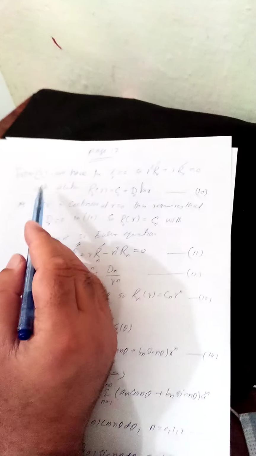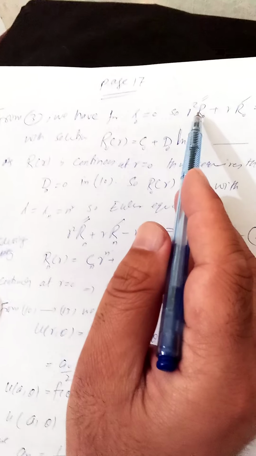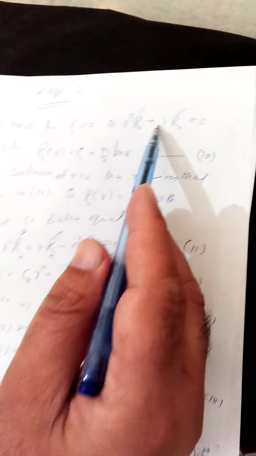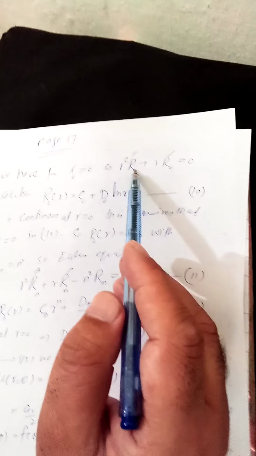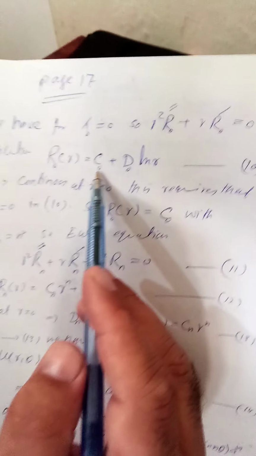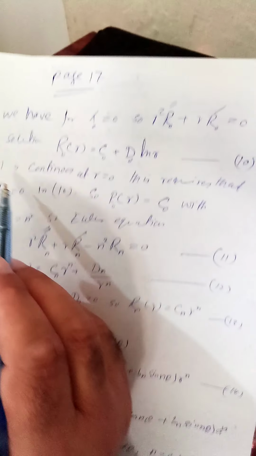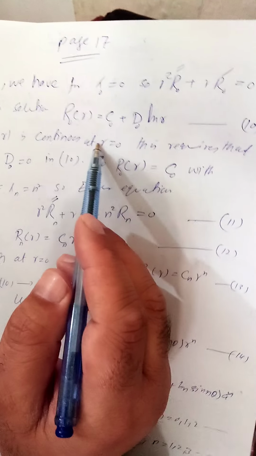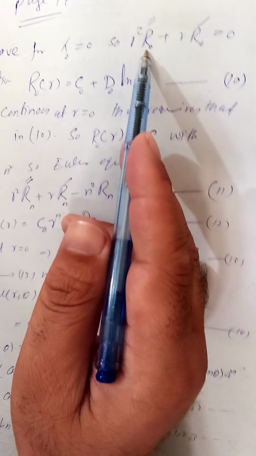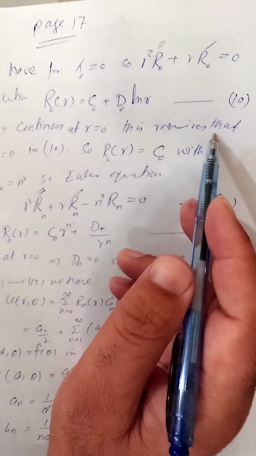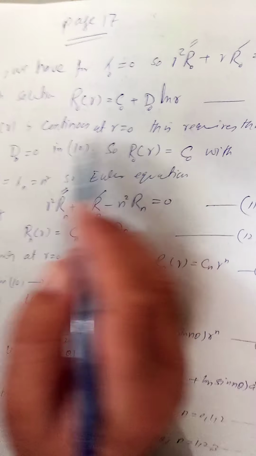Now from 3, for lambda naught equal to 0, the other equation is r square R naught double prime plus r R naught prime is equal to 0. This is a second order homogeneous differential equation. By solving by the characteristic method, we get the required solution, where c naught and d naught are constants. As R of r is continuous at r equal to 0, and this is differentiable two times, this requires that d naught is equal to 0.